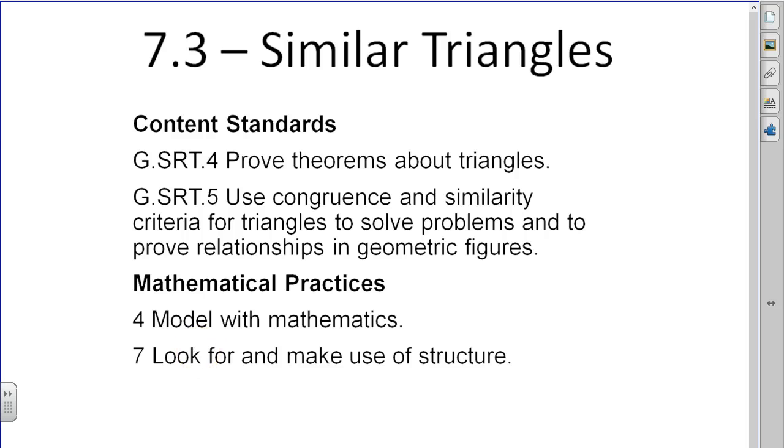Okay, so section 7.3, similar triangles. Basically, this section is about proving triangles similar. A lot of it's going to seem somewhat familiar because we did a lot of this back with proving triangles congruent. A lot of the same ideas and basic properties, just a different way we handle things.